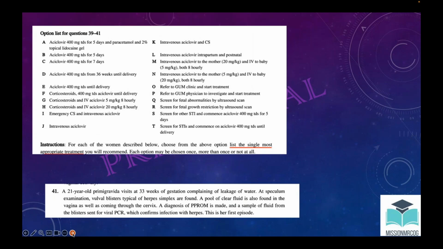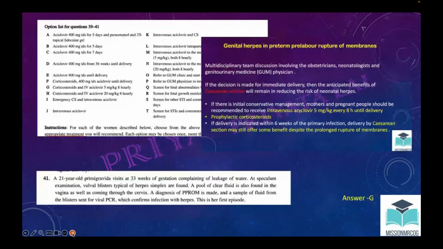I will give IV acyclovir, but corticosteroids, I'm confused about that. The answer is G. You will consider giving steroids and IV acyclovir 5 milligram per kilogram body weight 8 hourly. So intravenous acyclovir, this is genital herpes and PROM. So IV acyclovir until delivery and prophylactic steroids.